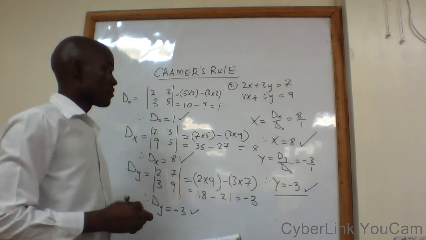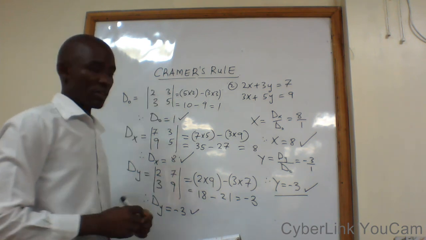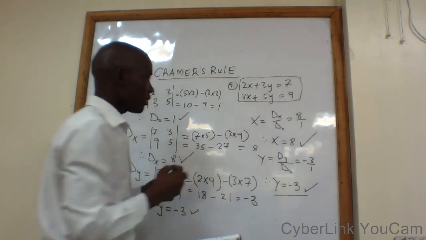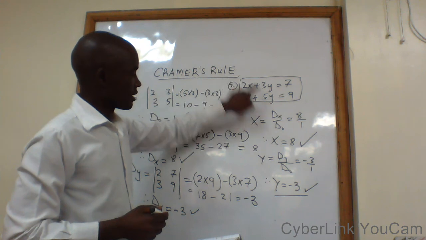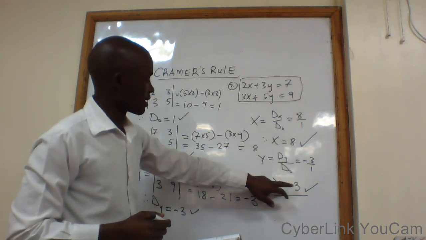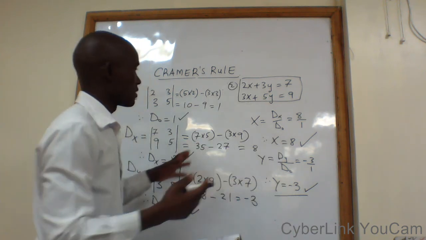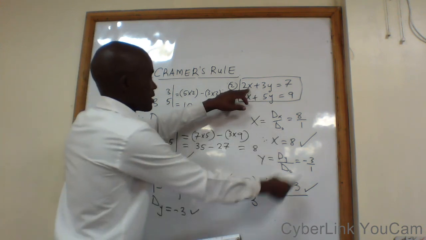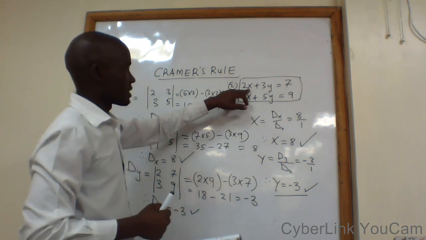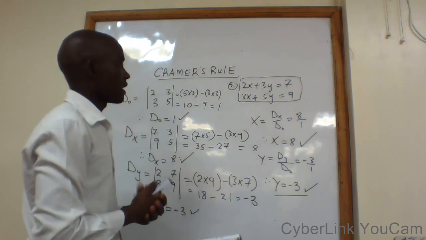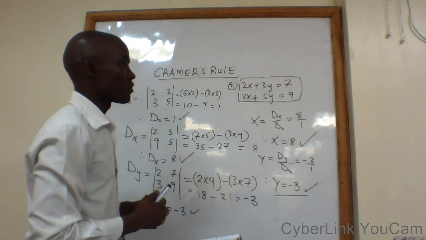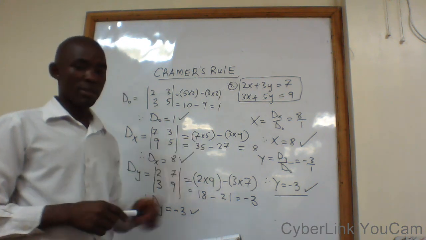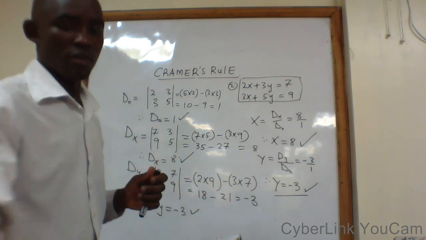So those are the values of the equation that we were given. Remember, we were doing this equation. So the value of x is 8 and the value of y is negative 3. If you substitute, for instance, if you take 8 here, it will be 16. You bring this, it will be minus 9. So 16 minus 9 should give you 7. So those are the correct solutions for that particular equation. And we are going to stop there for now.